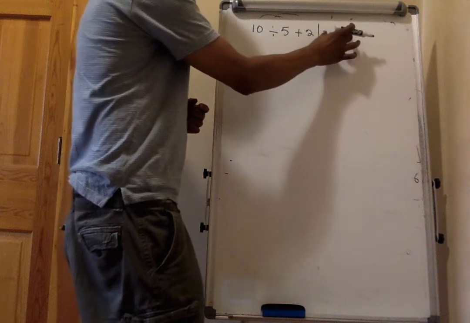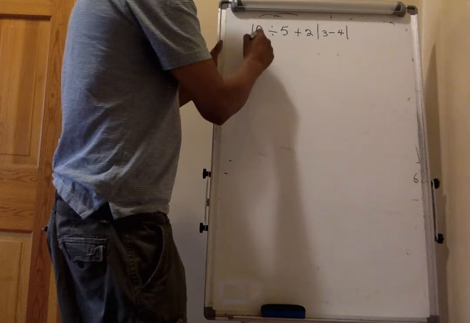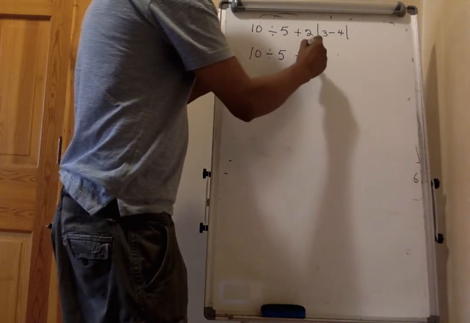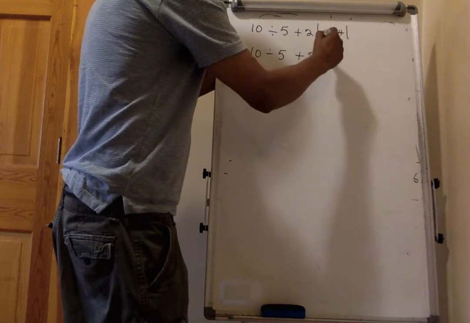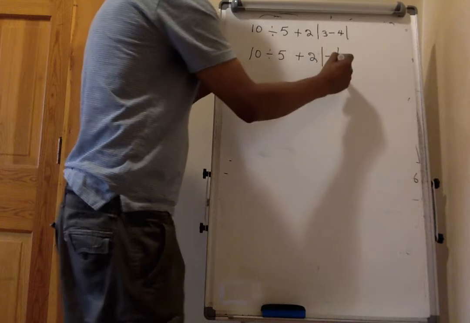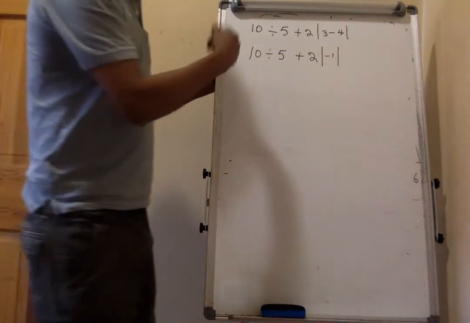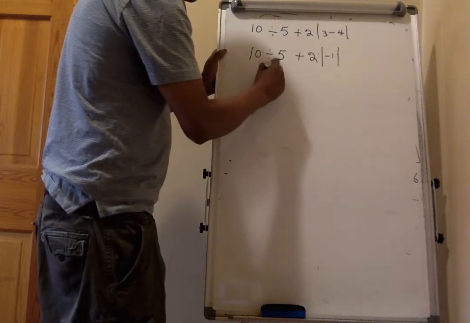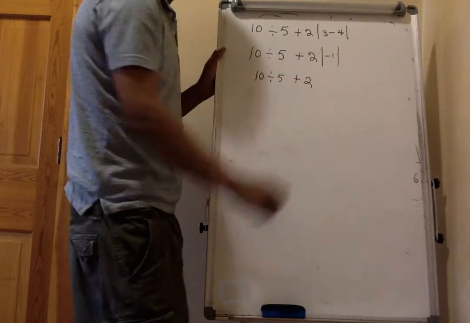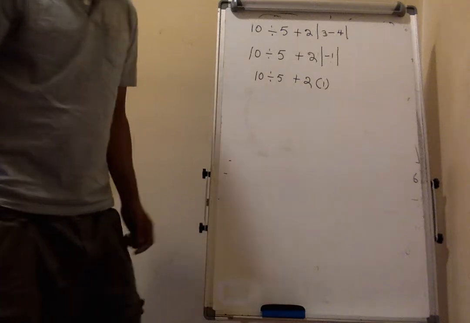I have to solve this first because I have to treat it as if it is a parenthesis. 10 divided by 5 plus 2, then 3 minus 4. Let's simplify this. So this is negative 1, the absolute value of negative 1. Then I'm going to do 10 divided by 5 plus 2. You know the absolute value of negative 1 is 1, so put a parenthesis.